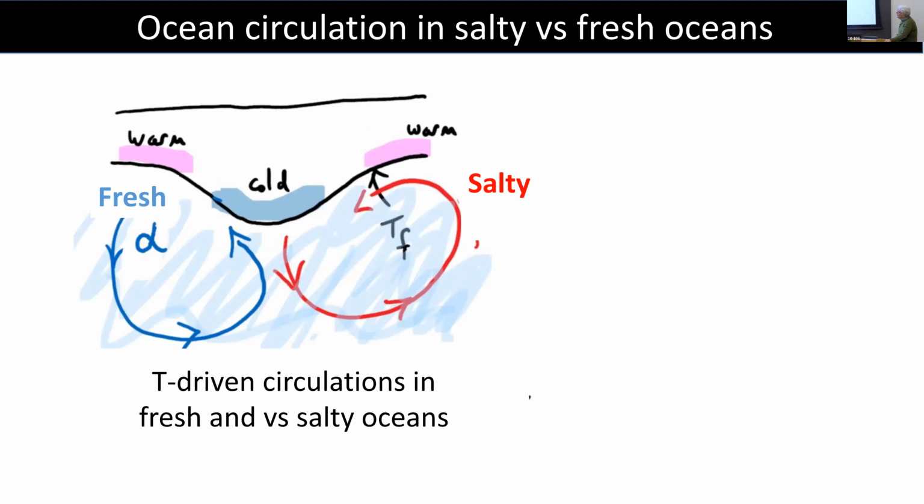So for example, imagine that you had Enceladus with a thick layer of ice here and a thin layer of ice here. It would be cold under the thick ice, but warm under the thin ice. And so if the water's very salty, cold water sinks and you get an overturning circulation like this. If it's very fresh, it's the warm water which sinks and you get a circulation moving in the opposite direction.